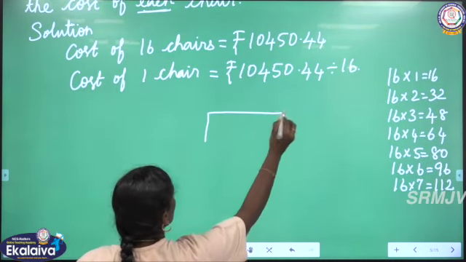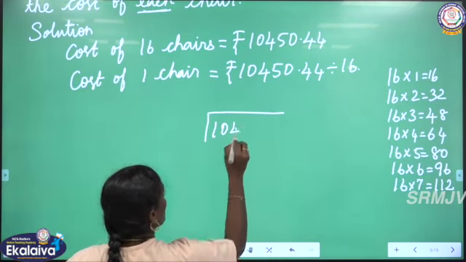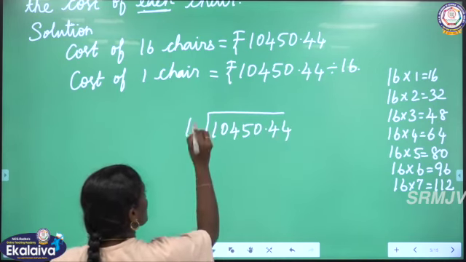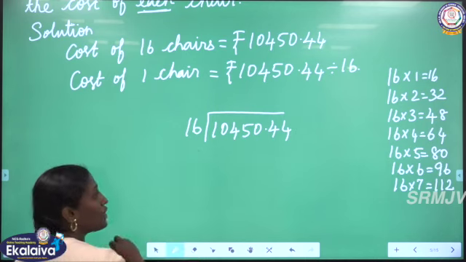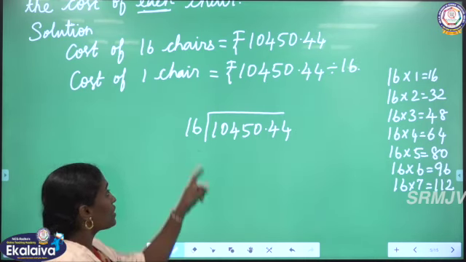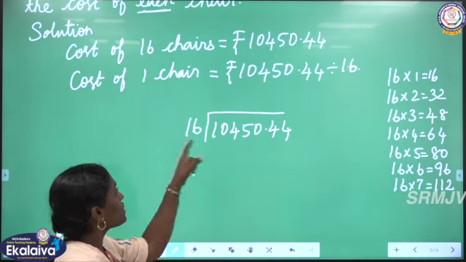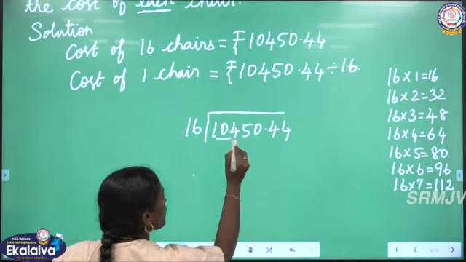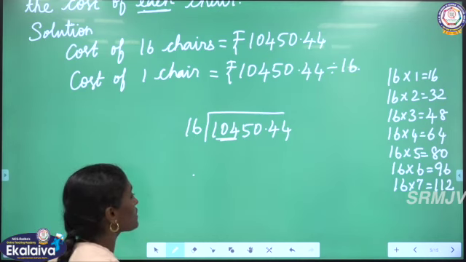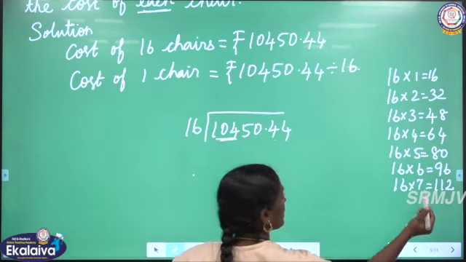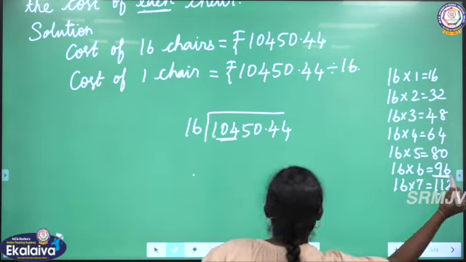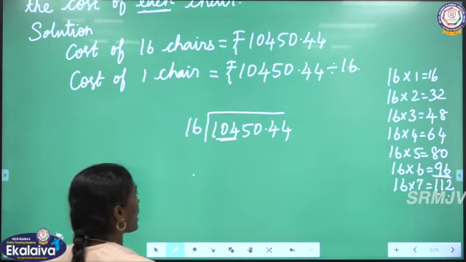The dividend is 10,450.44. The divisor is 16. Here the divisor is a 2-digit number. So we have to check the first 2 digits. Here 1 and 0, 10, which is less than the divisor. So we have to take the 2 digits together. In 104, how many times 16 is there? Here 7 times is 112, which is greater than 104. So we are going to take 6 times.